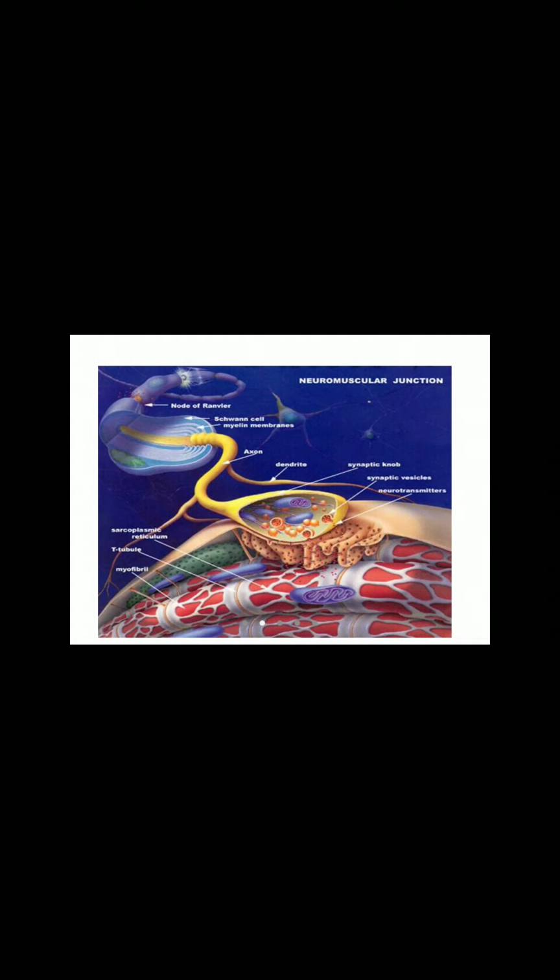Myasthenia gravis is an autoimmune disorder where antibodies are produced against the acetylcholine receptors present on the post-junctional membrane. It usually affects the extraocular muscles, so patients have difficulty in breathing or in speech.